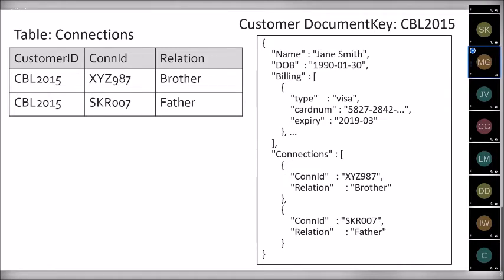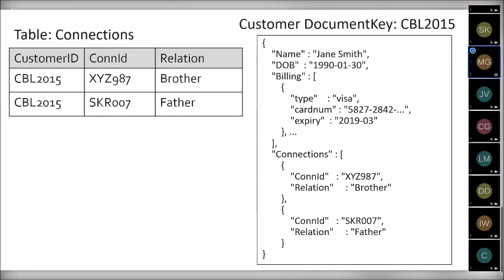So we have this connection, XYZ987, is connected to this customer, CBL 2015, and maybe some information about the relationship, like this is the person's brother, this is the person's father, or this was the date this connection was added, something like that. Whatever we need about that relationship would go in that table. And sometimes the table is just 2 foreign keys. Sometimes it's 2 foreign keys and a bunch of other information. And so again, we have another table here, connections table, and 2 rows of data to represent those connections.